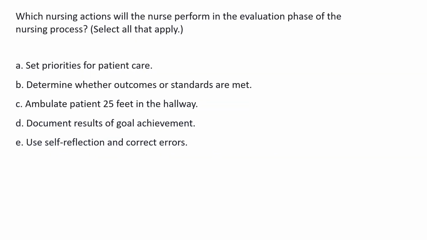Which nursing actions will the nurse perform in the evaluation phase of the nursing process? Select all that apply. A. Set priorities for patient care. B. Determine whether outcomes or standards are met. C. Ambulate patient 25 feet in the hallway. D. Document results of goal achievement. E. Use self-reflection and correct errors.